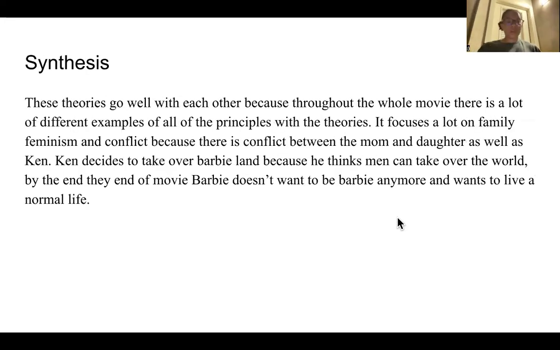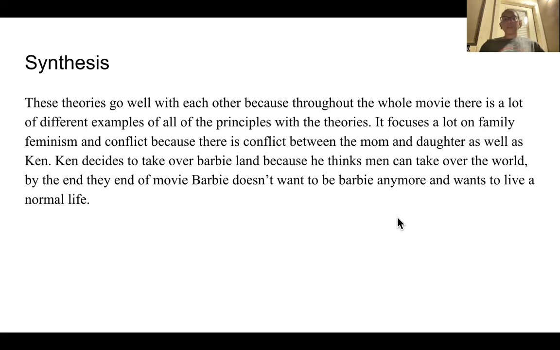For the ending, I thought these two theories went really well with each other because a lot of the movie was about both theories and their principles. It talked a lot about family, like Barbie trying to find her owner, and also the mom and daughter's relationship, with them both helping Barbie, and it grew their relationship. For conflict, there was a lot of conflict between Ken and Barbie, and it ended up getting resolved at the end.